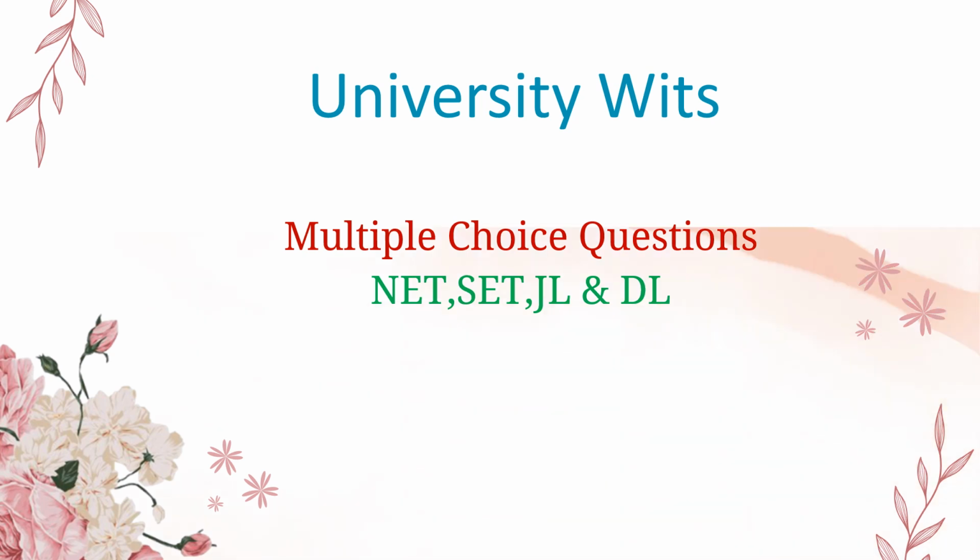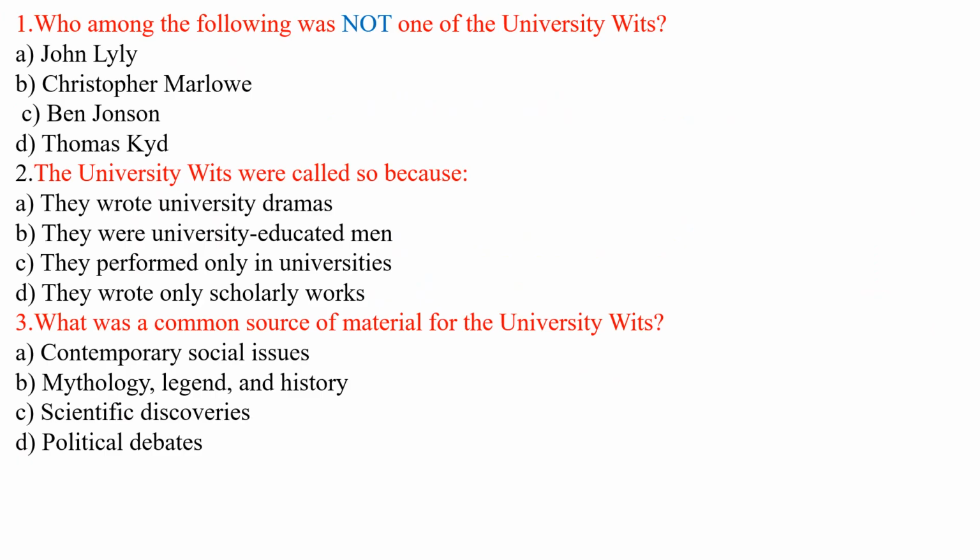So let's try to answer some multiple choice questions on the topic University Wits. Let's see question 1. Who among the following was not one of the University Wits? So who are the University Wits? They were a group of university educated playwrights before Shakespeare. So they were pre-Shakespearean dramatists.